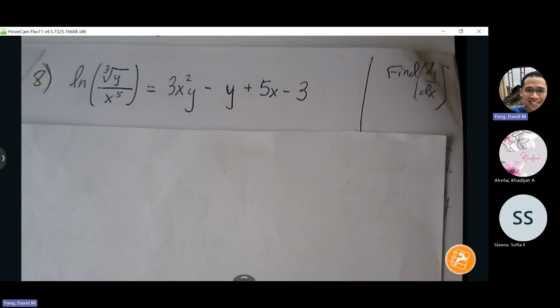And then what should we do first before our derivative begins? Expand that left side, yeah. Natural log of a over b can be expanded as natural log of a minus natural log of b. Let's expand the left side, but not the right side. The right side has no natural log, so we can't expand it, just the left side.